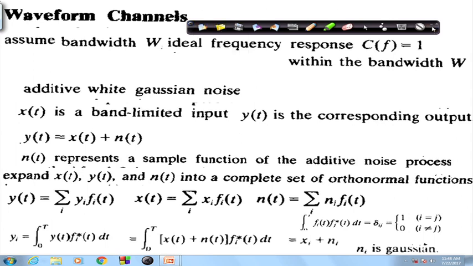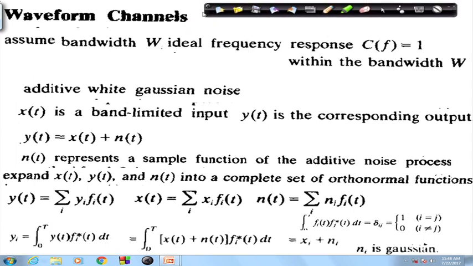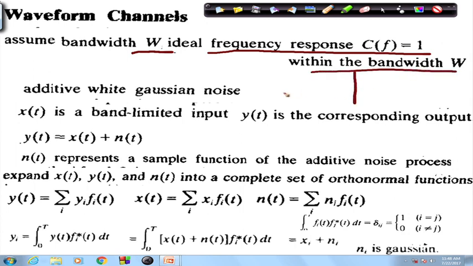Okay. So, the next kind of channel we can think of is the waveform channel. In the waveform channel we have to consider a channel bandwidth W and an ideal frequency response. In the earlier case also we had the ideal frequency response. So, it says that it has an ideal frequency response C(f) equals 1 within this bandwidth W. So, that means you have a response like this.